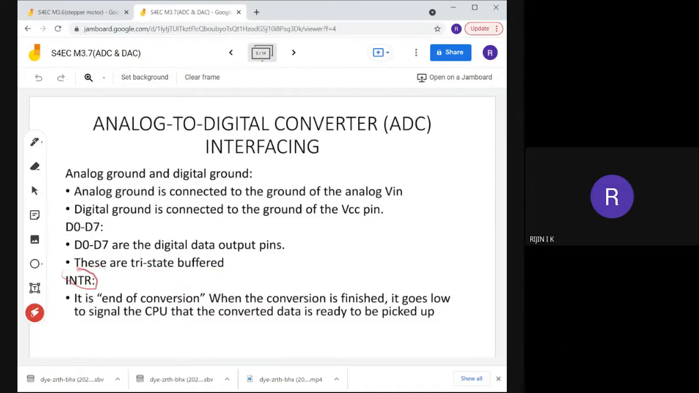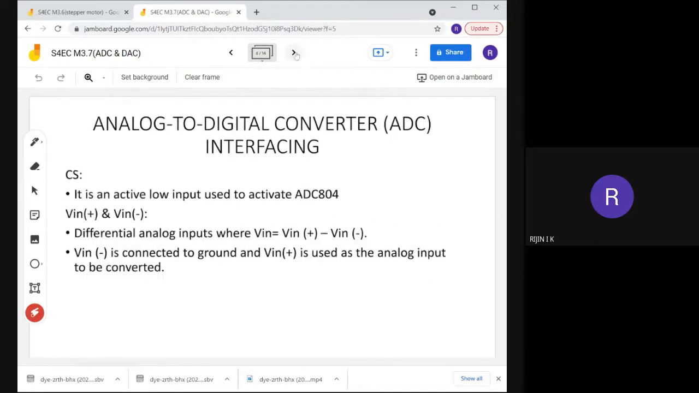Then the INTR pin indicates the end of the conversion. That means when the conversion is finished, it goes from low to high. It informs the CPU that the converted data is ready to pick up. And the CS pin is also an active low input pin to activate the ADC. Then Vin plus and Vin minus are the differential analog inputs given to our ADC chip, the analog input to be converted.